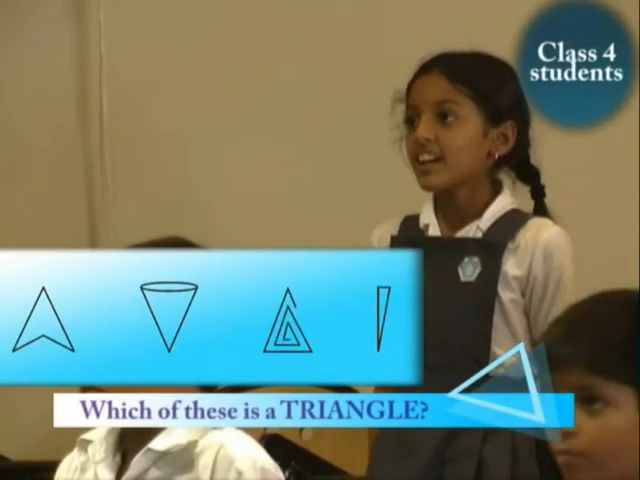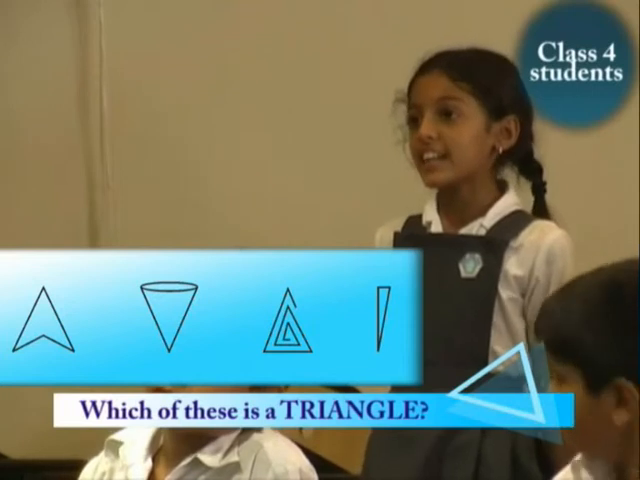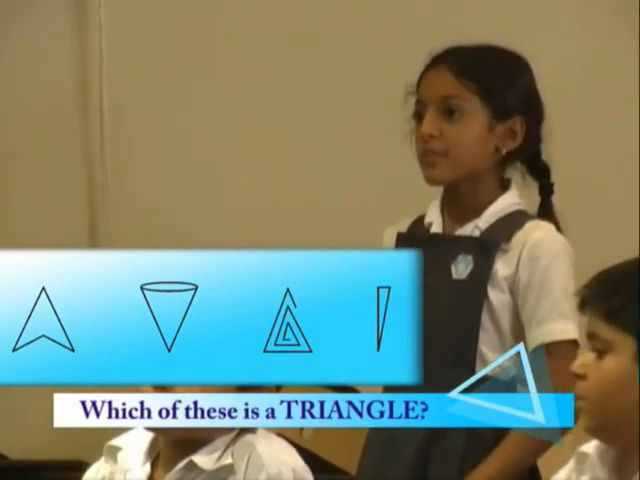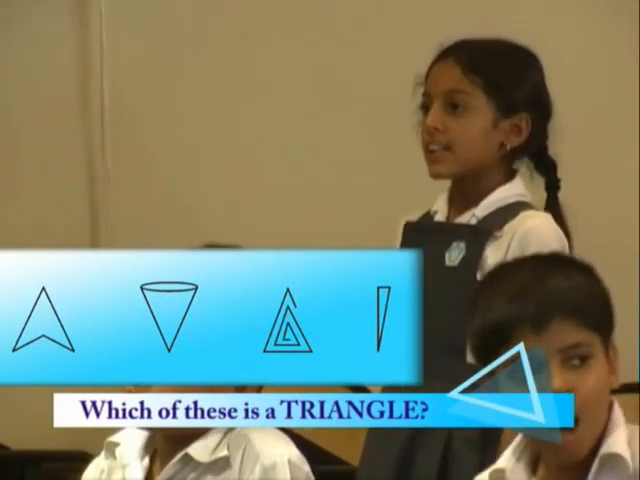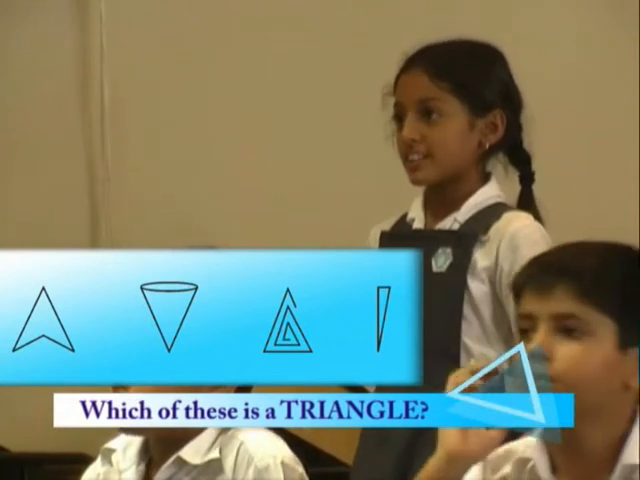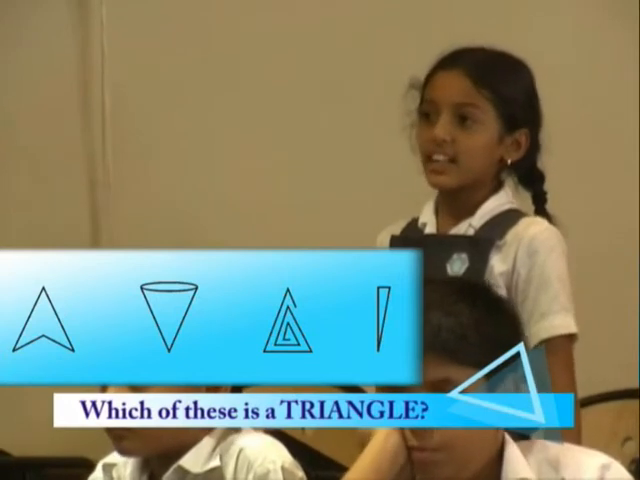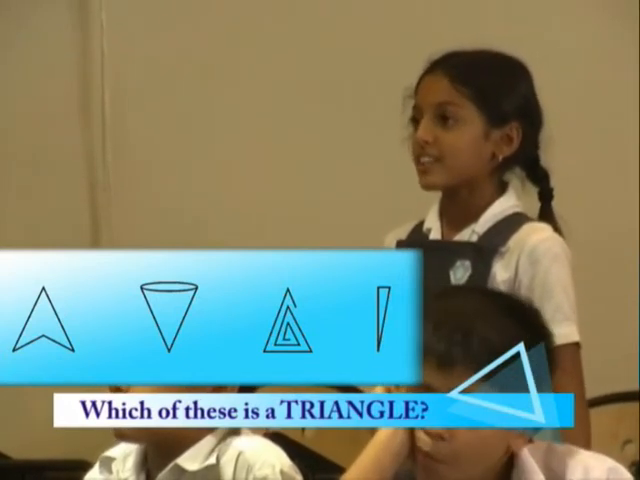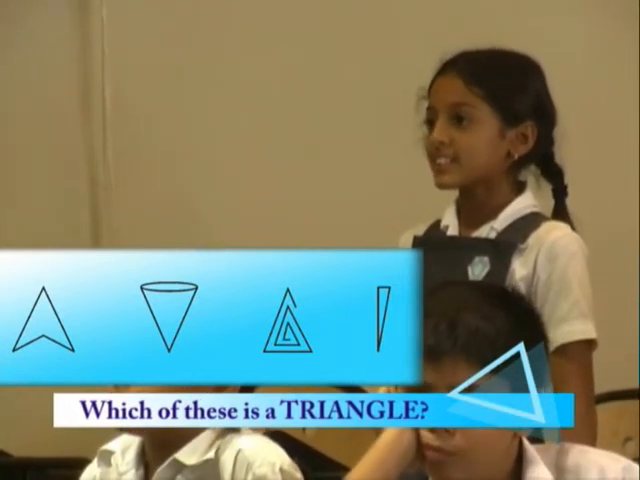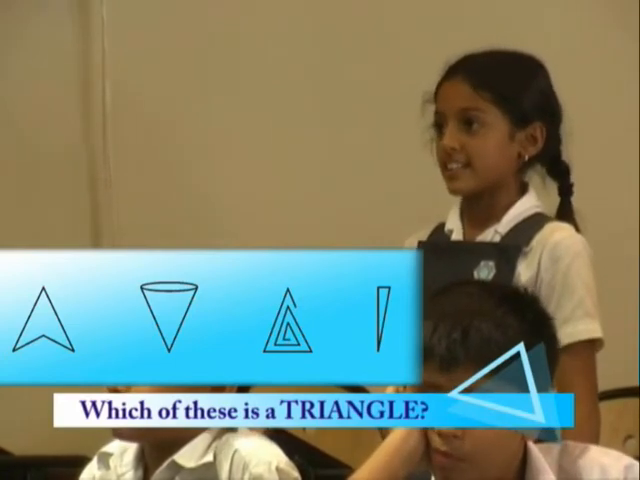It has 3 straight lines. Because it has 3 straight lines. Yes, and A doesn't have a straight line from down. And B is called a cone shape actually. Okay. C is not complete. But it doesn't matter if it is fat or thin. If it has 3 straight lines, it's called a triangle.